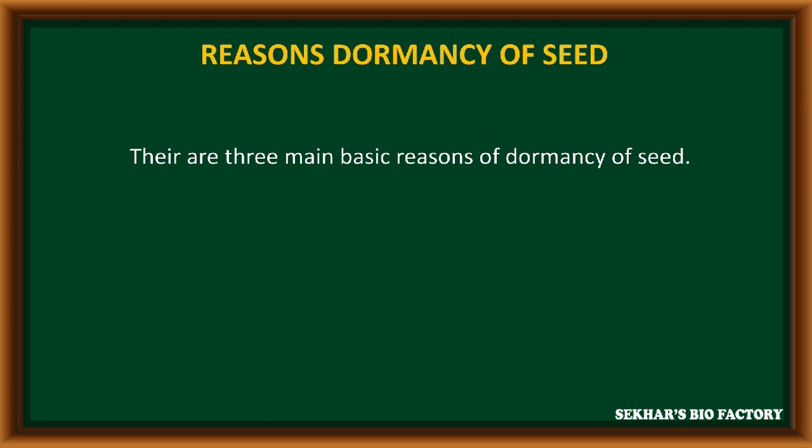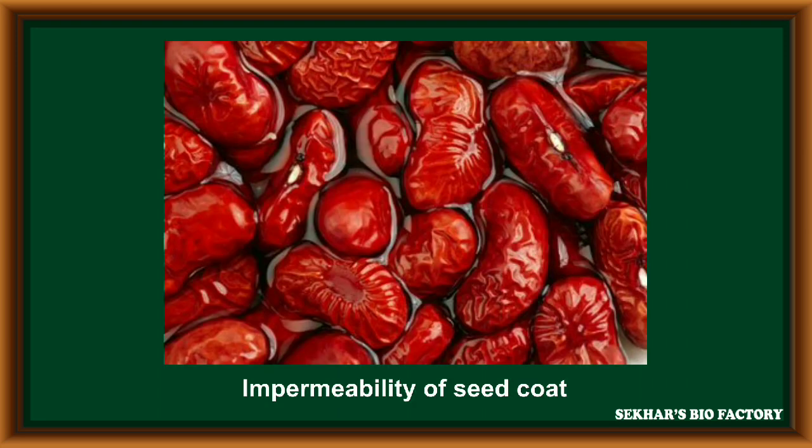There are three important reasons for seed dormancy. The first reason is impermeability of the seed coat. If the seed coat is very thick and hard in nature, such a hard seed coat prevents the entry of water into the seed. Because of this impermeable nature of the seed coat, it may lead to seed dormancy in most seeds.